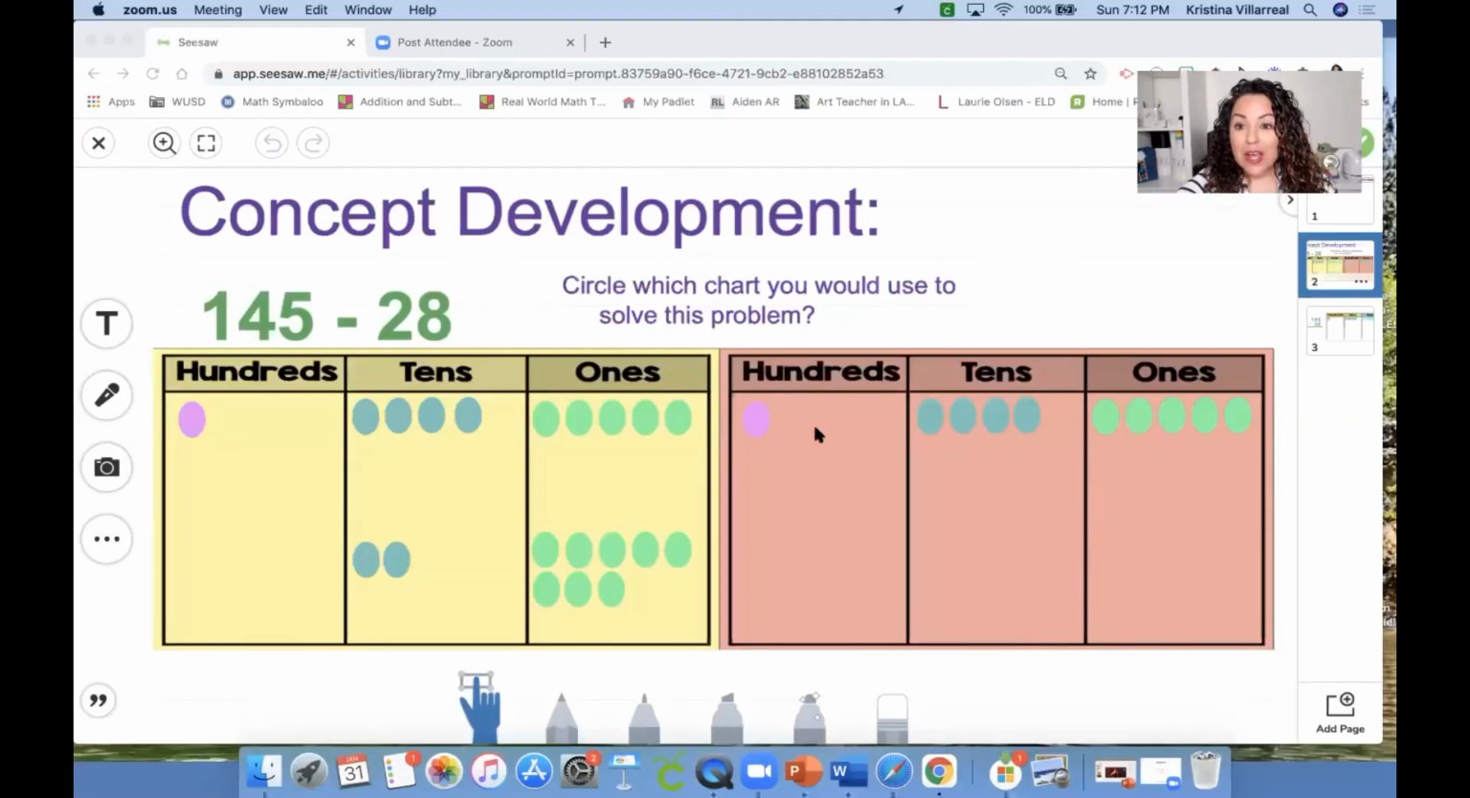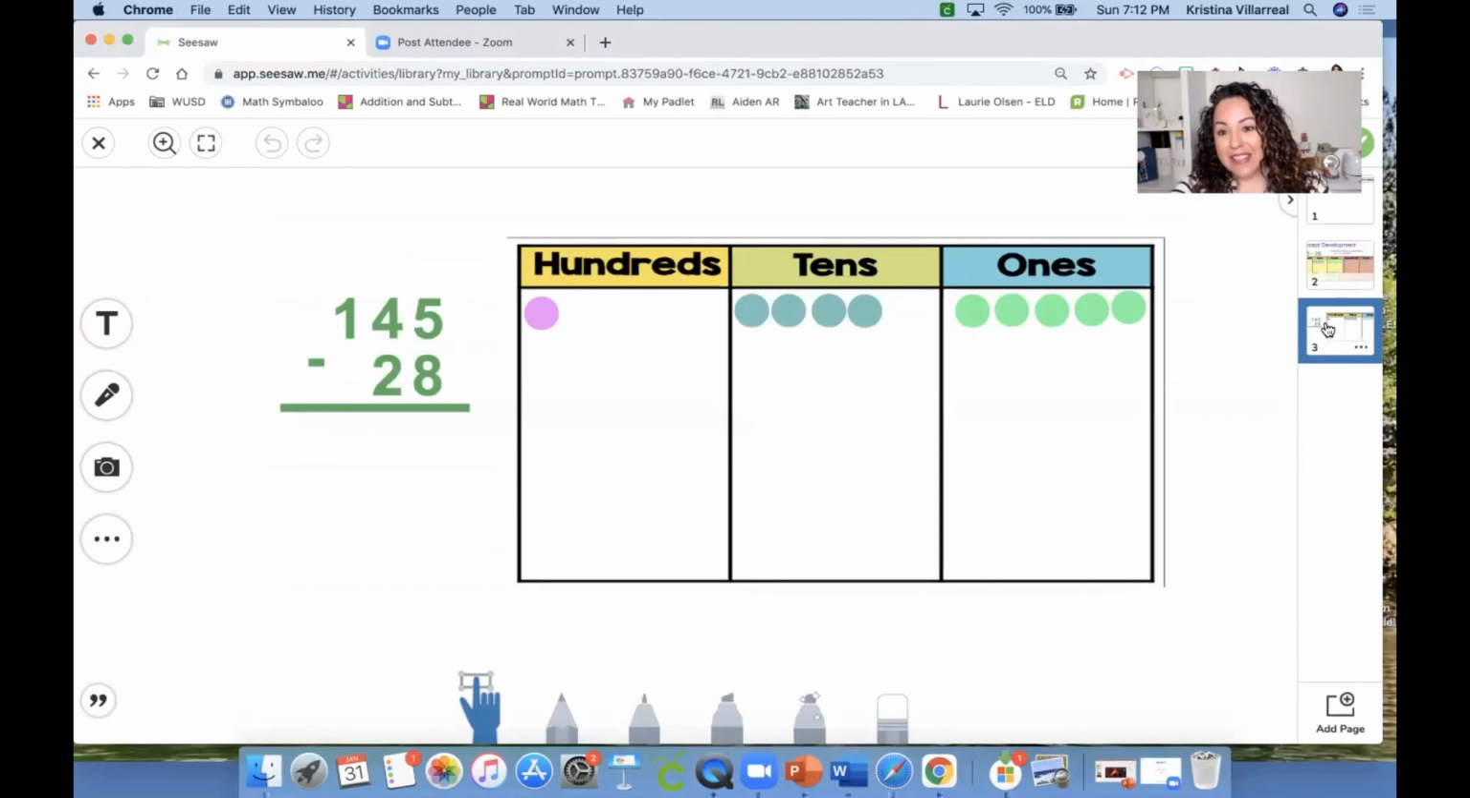Okay, for your Seesaw assignment today, we have a problem here that says 145 take away 28. I want to know which one is the correct one that shows this problem. So you're going to circle which place value chart we're going to use. So go ahead and figure that out and circle it. Now, if you go to the next slide, spoiler alert, I have it there for you.